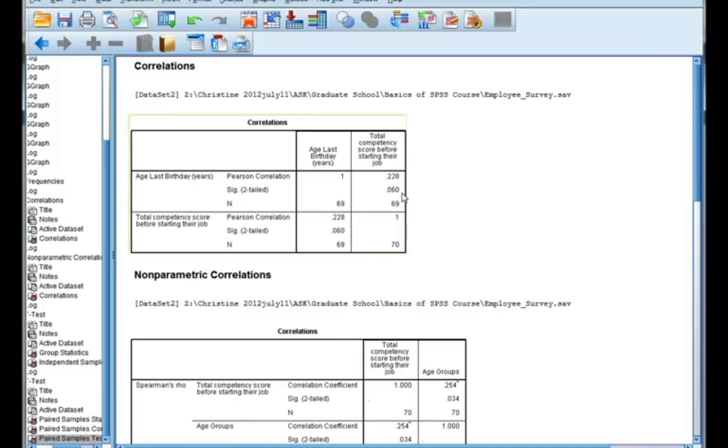And the second thing I want to look at is my significance value, which is 0.060. Now I compare this to my level of significance. The level of significance I've chosen is 0.05. You may have chosen 0.01, so use the significance level that you're using for your test. And if this is greater than my level of significance, it means that my correlation isn't statistically significant. It means that it just occurred by chance.